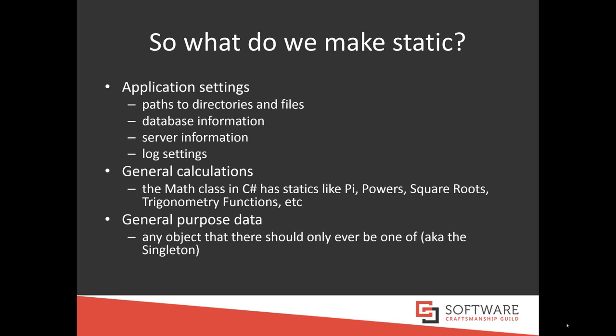Any general purpose data. Sometimes we have objects that there should only ever be one of. There is a developer pattern called the singleton pattern. When you get into more advanced programming and design patterns, singleton is one of the first ones you learn. It often uses statics because singleton means there should only be one. And lastly, any method that does general tasks like formatting. Those are perfect to make static.